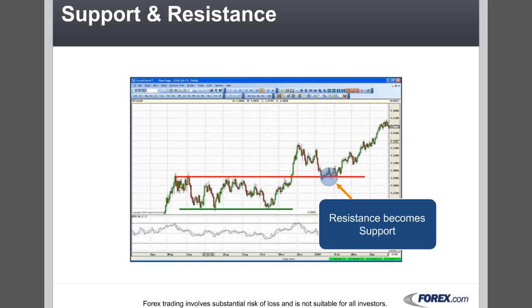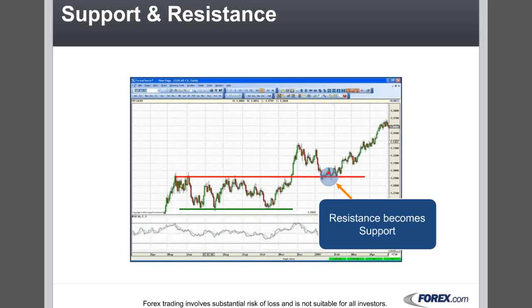But more interestingly, look at where it created that new support. If we go back, we can see that that previous resistance has now become a level of support. If that happens, that's called role reversal. This previous resistance now becoming support, or vice versa if the market was going the other direction.